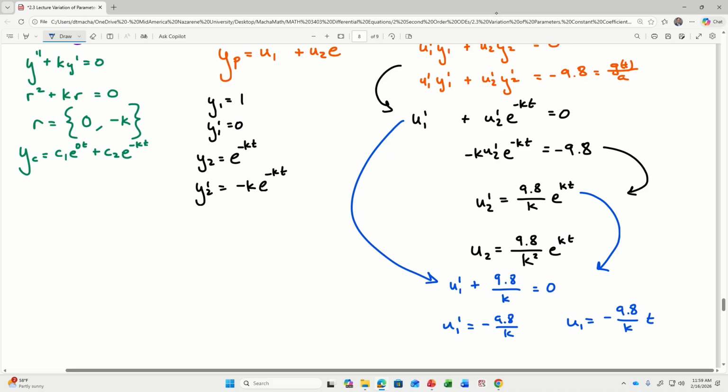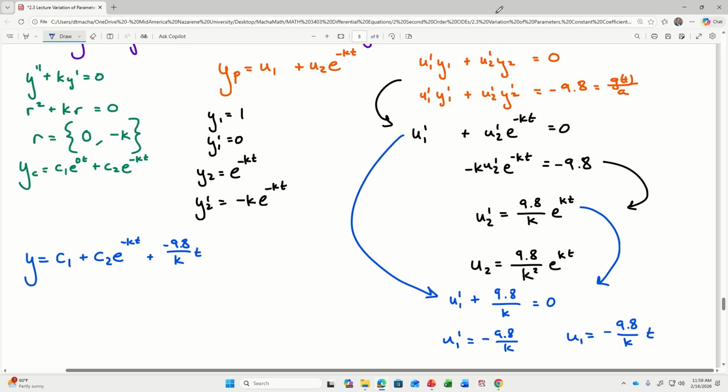So I'm ready to write my general solution, because my general solution is just going to be my complementary solution plus my particular solution. And the particular solution is going to be u1 plus u2 times e to the negative kt. And the e to the negative kt here is going to cancel out the e to the positive kt, so that the last term is going to be plus 9.8 over k squared.